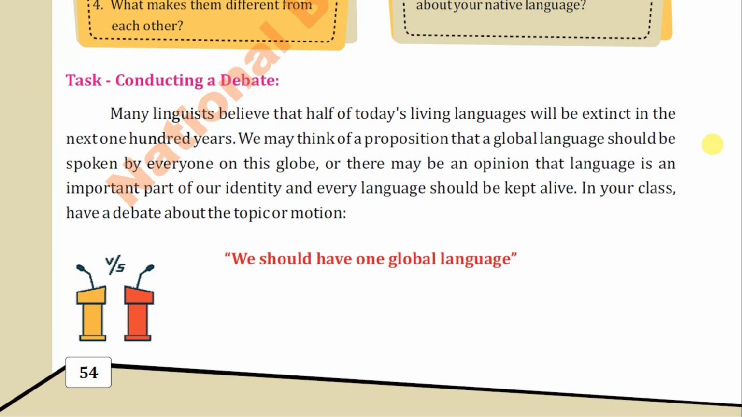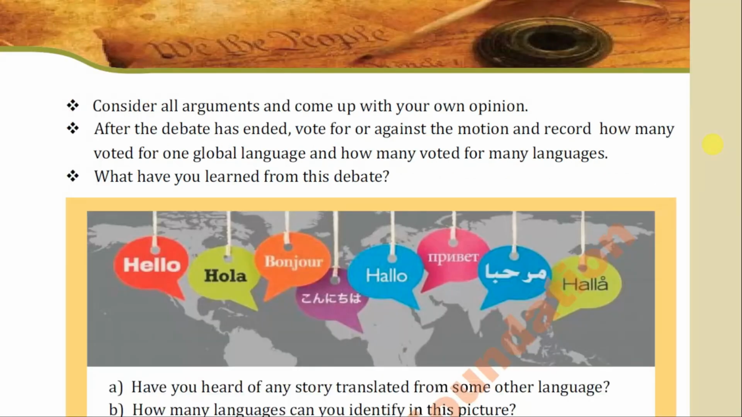Similarly, if there are different languages in the world, there is nothing wrong about it. Although one can learn many languages, as we are learning Urdu, similarly we are learning English as an international language, so that we may be able to communicate with the other people in the world. There is nothing wrong in knowing different kinds of languages. A debate can be done over there in the classroom.